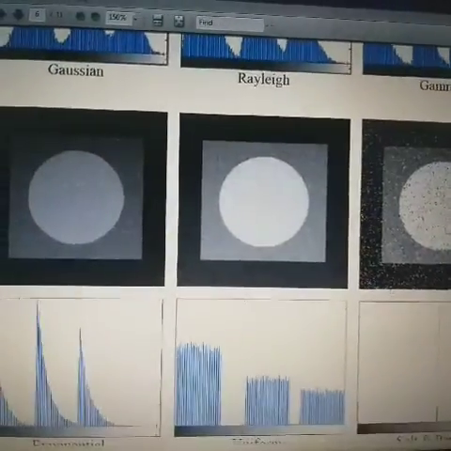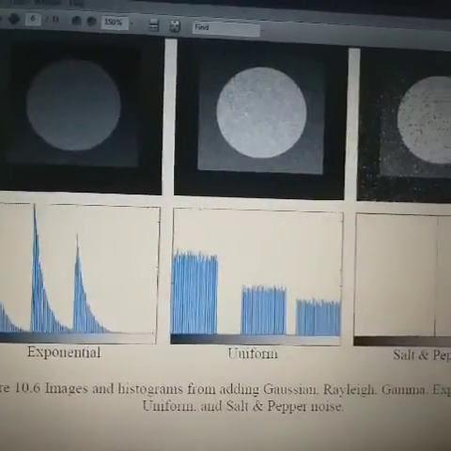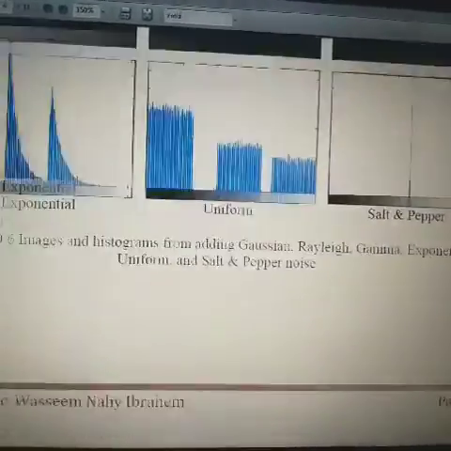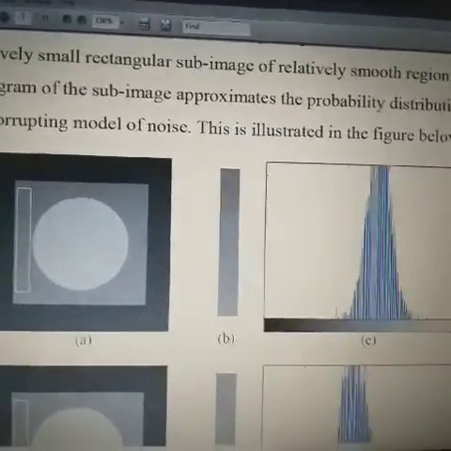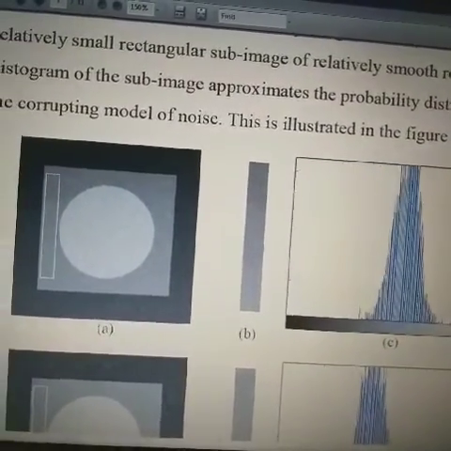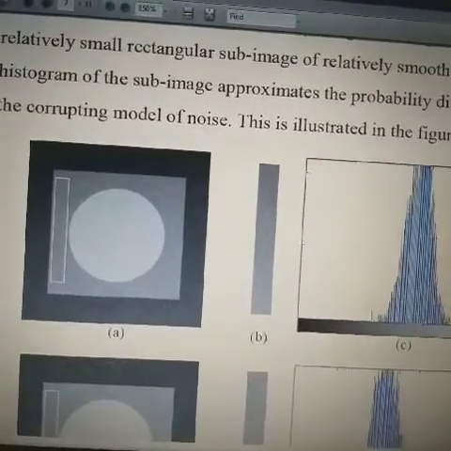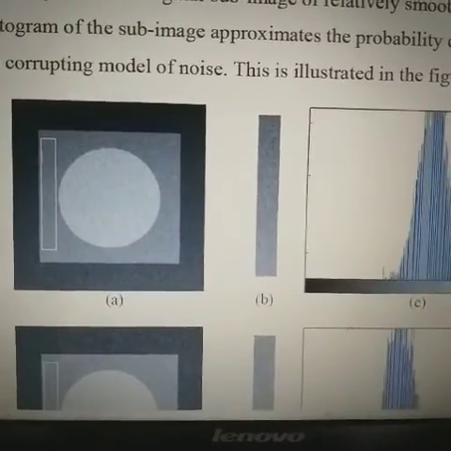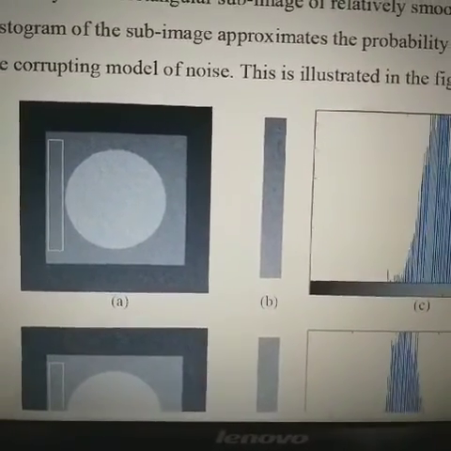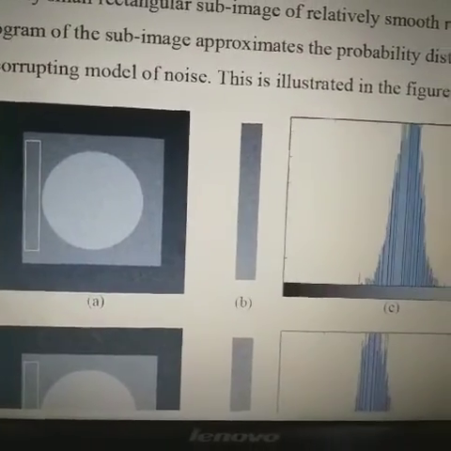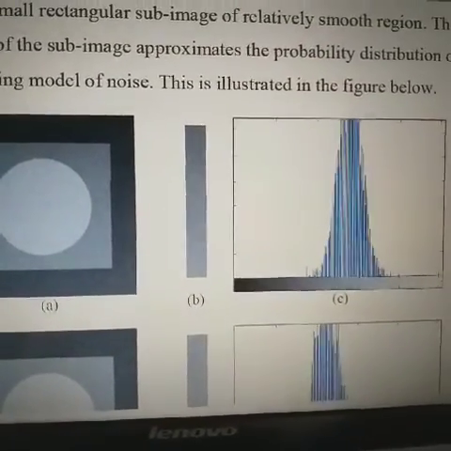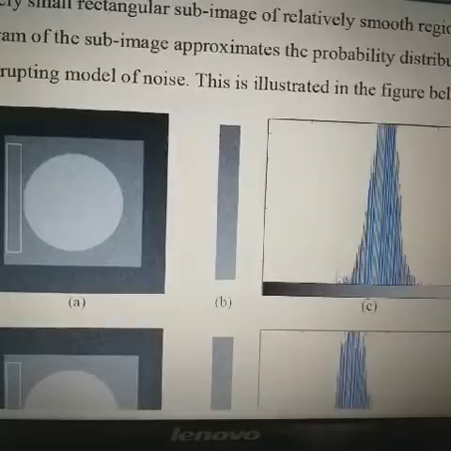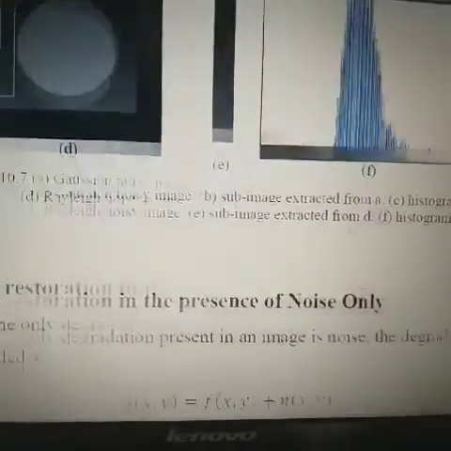For exponential, we get this, then uniform, and the salt and pepper, which is the impulsive noise. With these different values, we see how the noise is present in these images. For that purpose, we select some part of the image. By selecting the part of the image, we get the histogram of that part, by which we get some values and we estimate whether the noise is present or not.